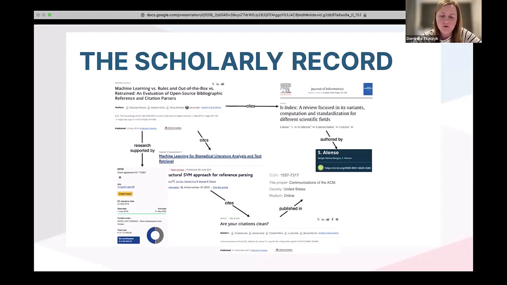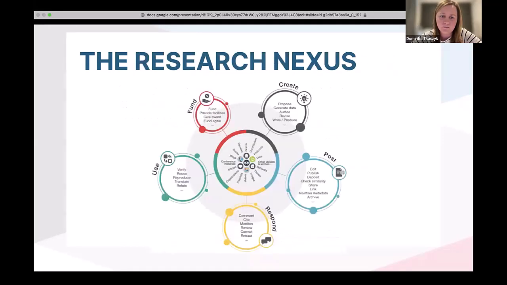And citations are not the only interesting relationships within the scholarly record. Research outputs have relationships with funding organizations and grants that supported the research, with researchers and other individuals that contributed to the research, with journals and conferences where the research was published, with datasets and software that were used in the research, and many more. We call this network of entities and relationships the Research Nexus.